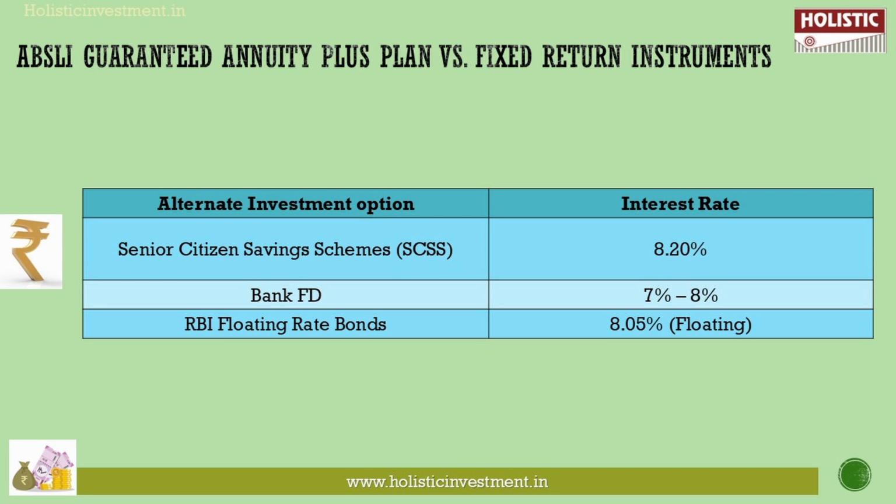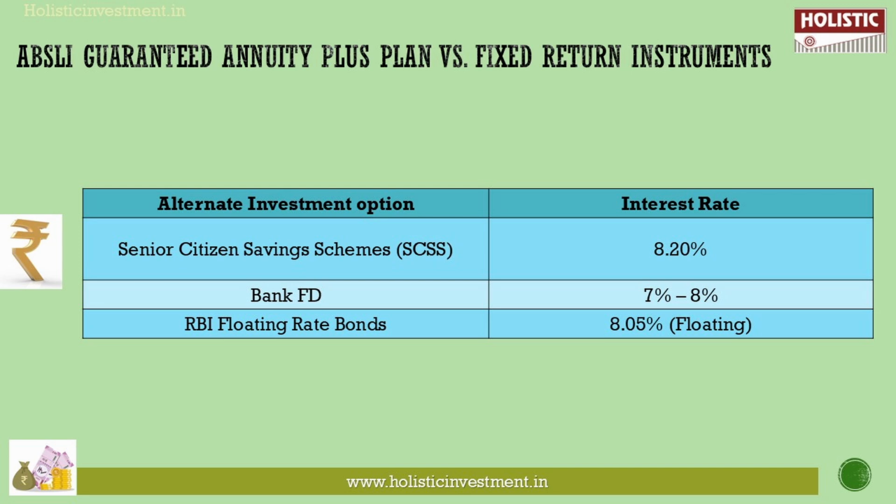And there is another option called bank fixed deposits, FD, and the returns you can get from FD range between 7 to 8% per annum, with some banks offering an additional 25 basis points for senior citizens. So you can either accumulate the interest or receive it as regular income. And you also have the option of investing in RBI floating rate bonds. These risk-free investments currently offer an interest rate of 8.05% per annum, with interest paid semi-annually.